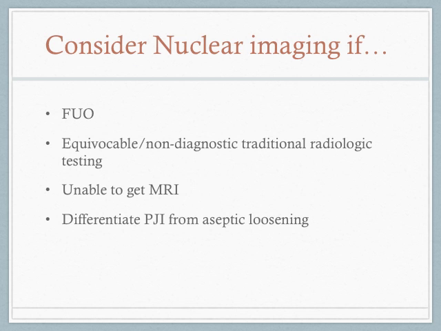So my take-back from reading all these different studies and researching for this presentation: I would consider nuclear imaging for workup of fever of unknown origin, probably PET scan would be the best test there. If you have equivocal or non-diagnostic traditional radiologic testing, you consider nuclear imaging. If you're unable to get an MRI for whatever reason, if they have a pacemaker or artifacts, you can consider nuclear imaging then. And for the ability to differentiate between prosthetic joint infection and aseptic loosening, you might want to consider nuclear imaging too.